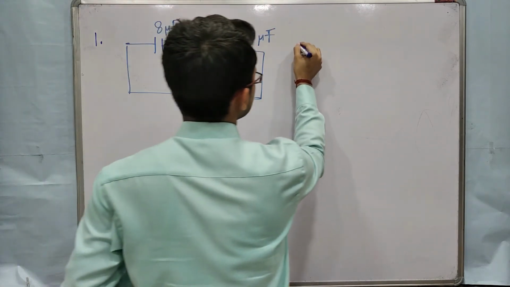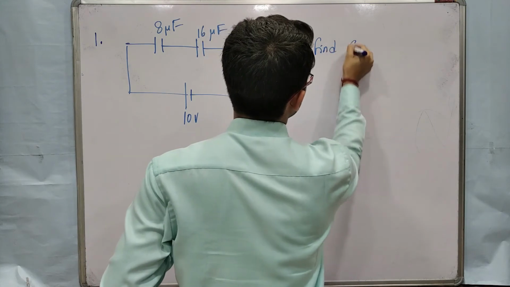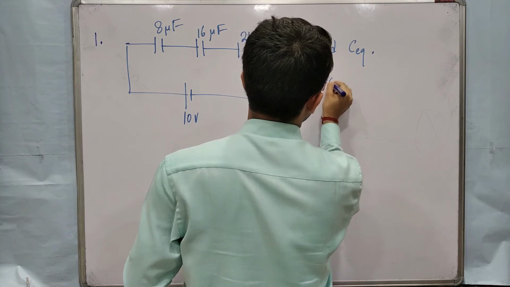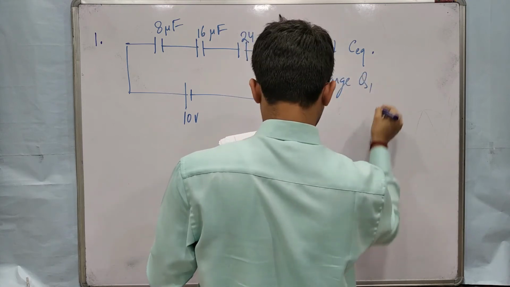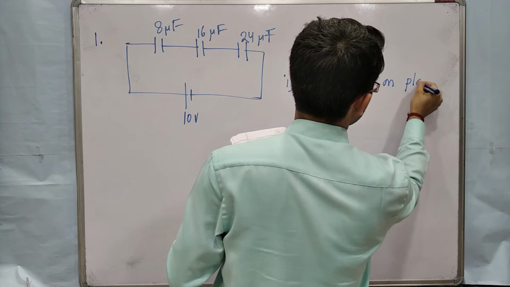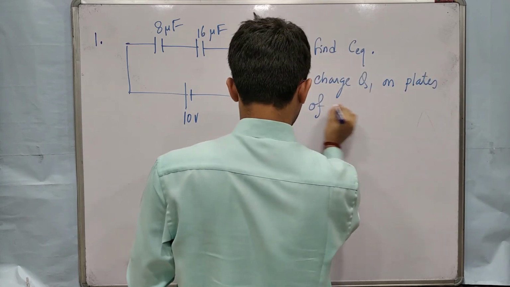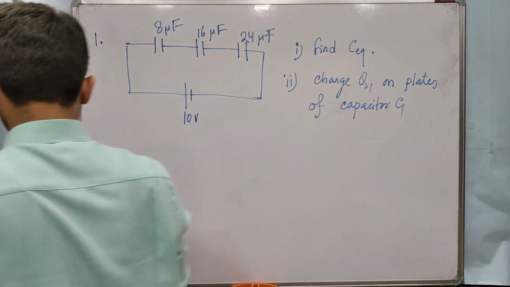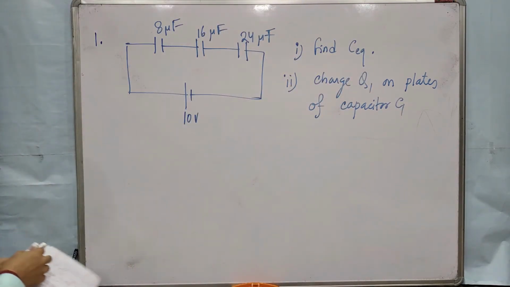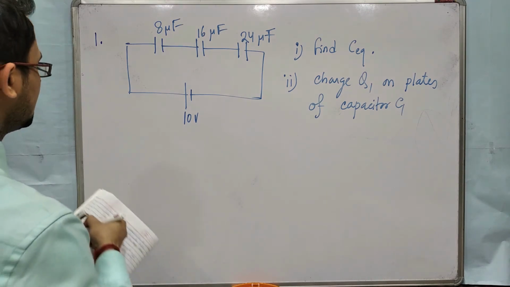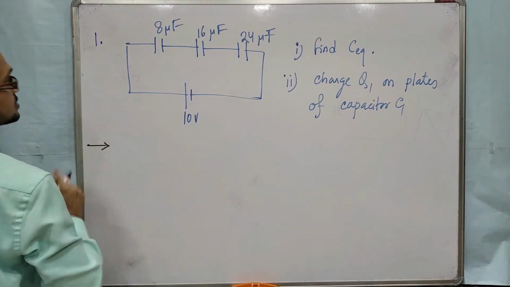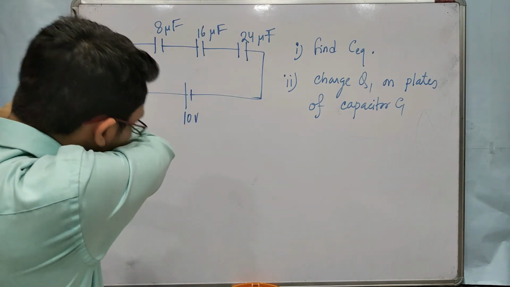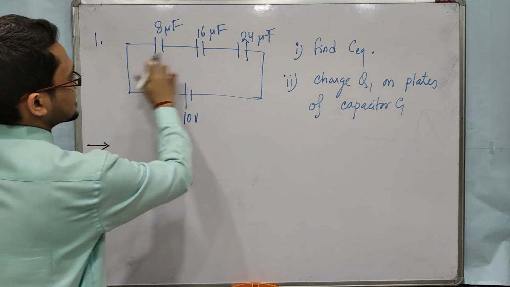Question is, find C equivalent, and second one is charge Q1 on plates of capacitor C1. Okay, this is the question. Find equivalent capacitance first. So equivalent capacitance means we have to check whether these capacitors are in series connection or parallel connection. So here the capacitors are in series connection.